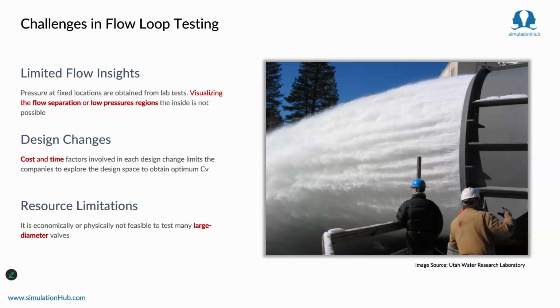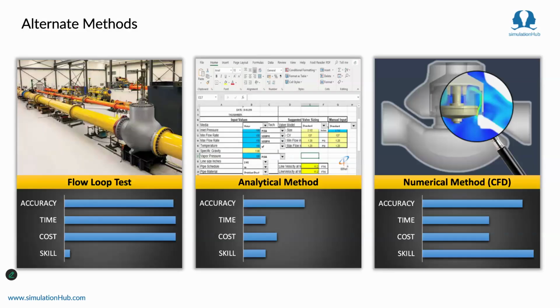So there are alternate methods. One is the actual flow loop test. It's very accurate, as it's the real-life thing. It consumes a lot of time and a lot of cost, and the skill required is very less. On the other hand, we have the analytical method, in which we use empirical relations and design simplifications to get a quick CV. It's very cost efficient, very time efficient, and there is some skill involved in it.